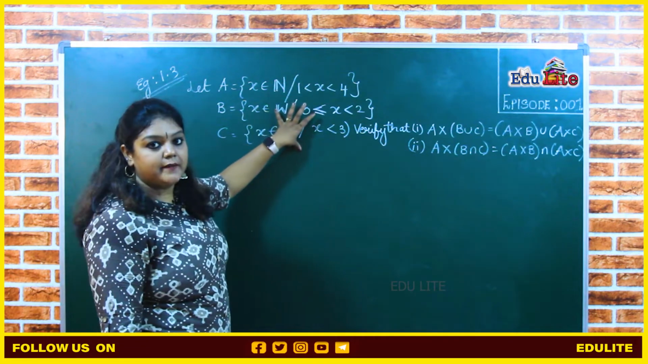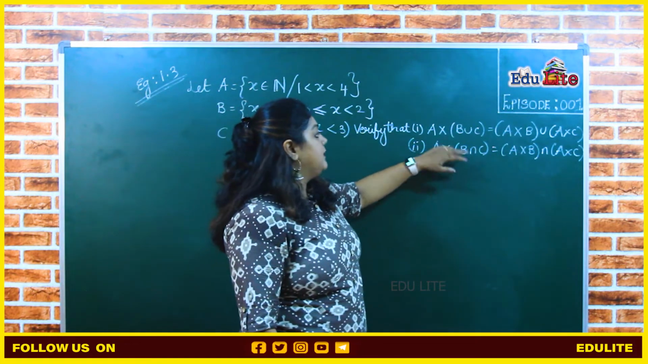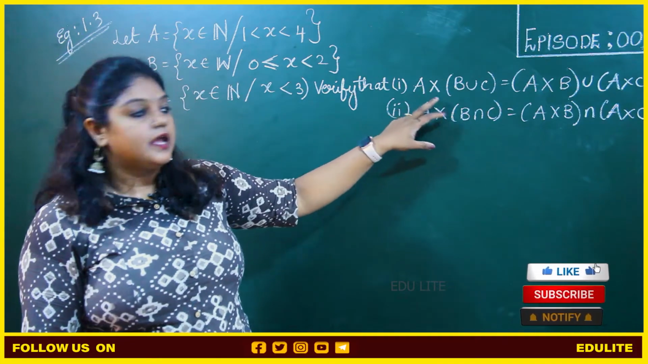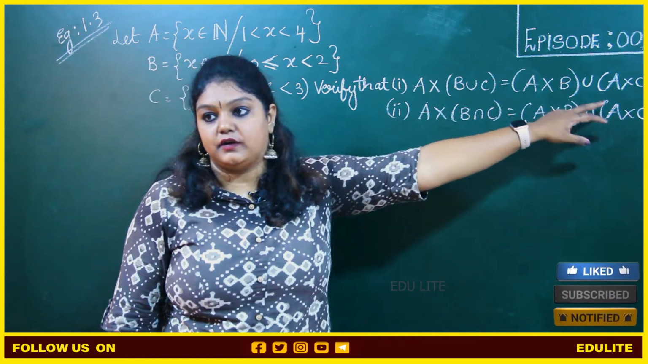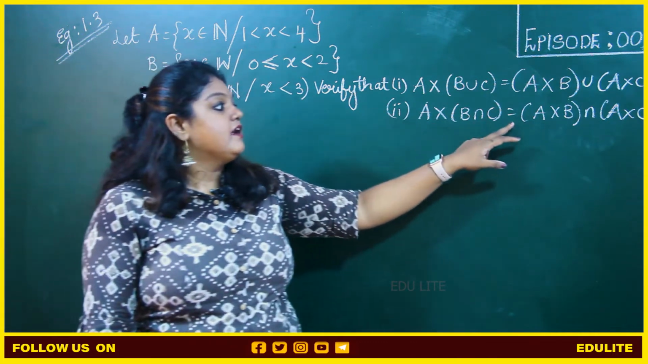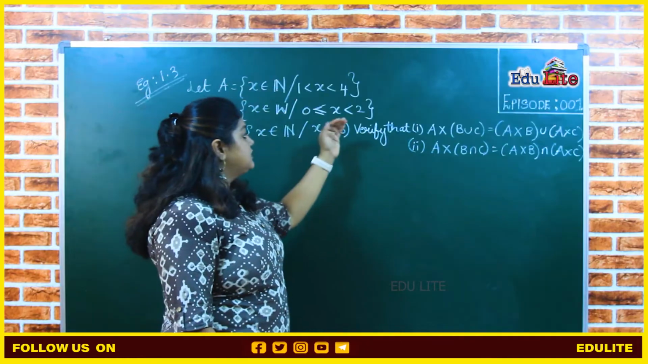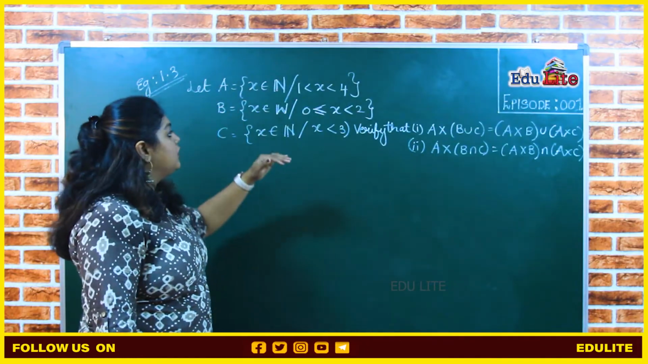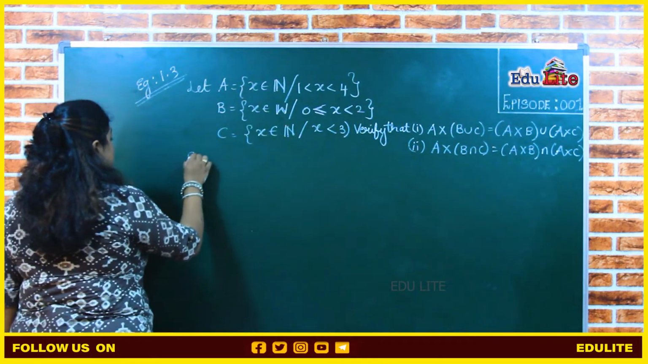So, we have to frame these sets first, and we need to prove two things in this problem. First one is A cross (B union C), which will be equal to (A cross B) union (A cross C), and the second one is A cross (B intersection C), which equals (A cross B) intersection (A cross C). We will prove this problem one by one. Before moving on to the problem, we will write the sets A, B and C.